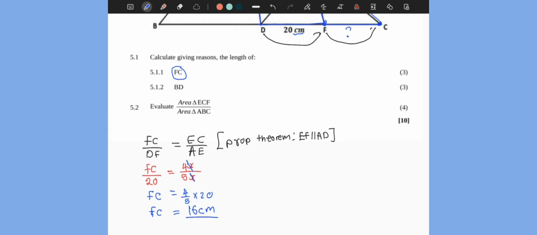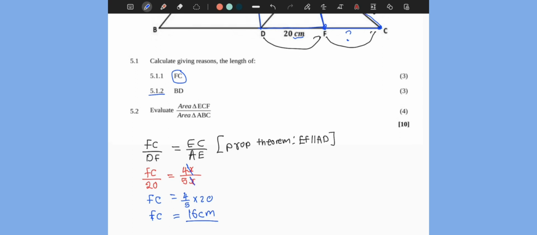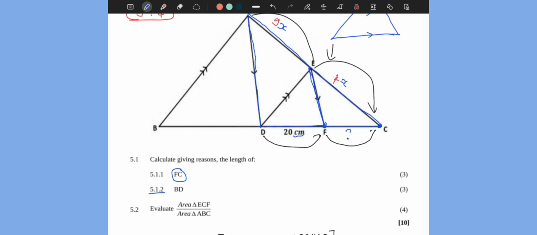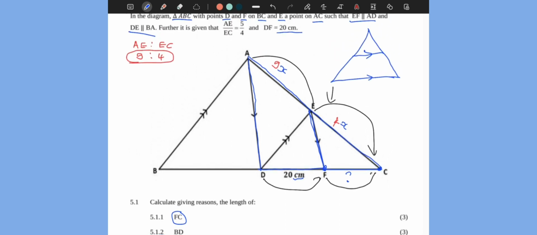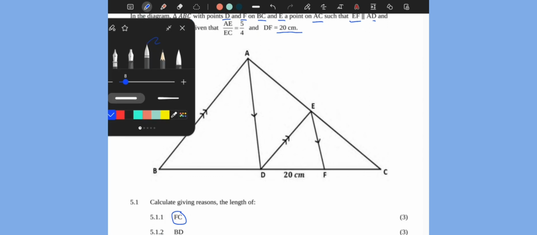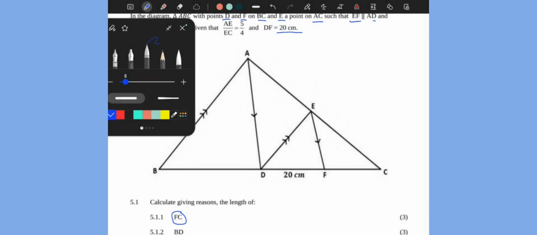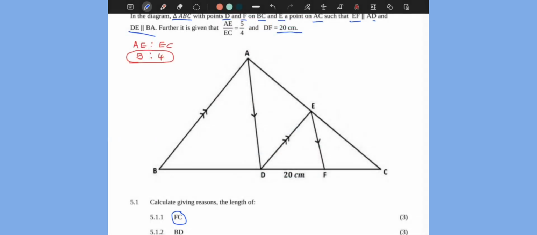Then let's continue and check 5.1.2. They want us to find the length BD, right? This is the BD. Let me remove all this now because I want to check this other triangle here. Let me check another pen. Maybe the green will do. BD.